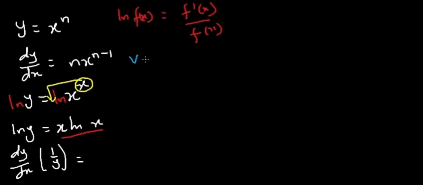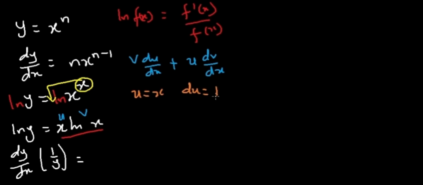And the product rule is v du over dx plus u dv over dx. Okay, so here I assume that this is my u, this is my v. Anyone can be your u and anyone can be your v, depends on you. Which means my u is equal to x, then du will be equal to 1. My v is equal to ln of x, then my dv is equal to 1 over x, just from this function that we stated above.